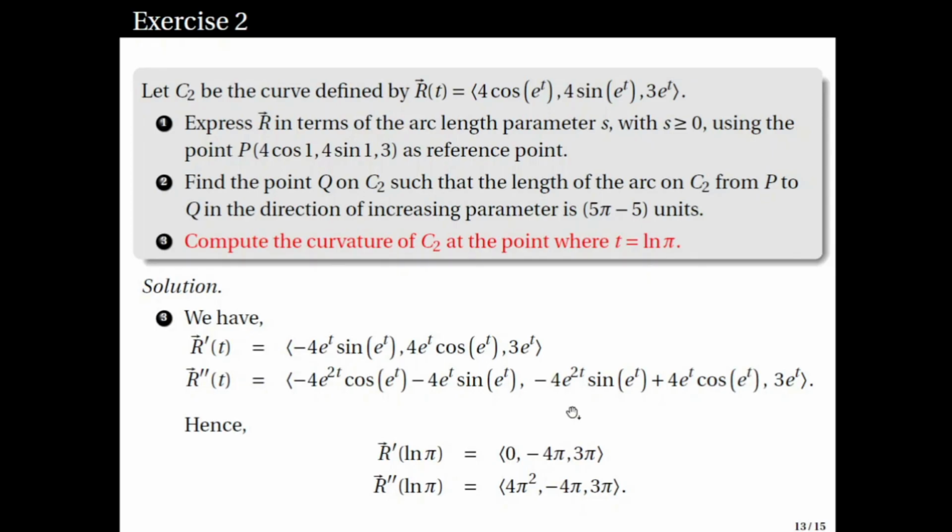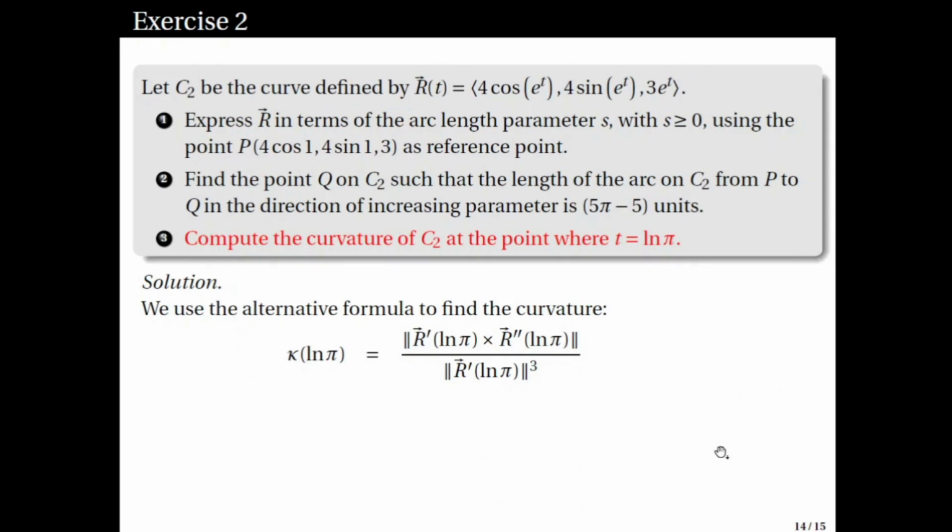So you just substitute ln pi again into this one. You should get negative 4 pi. And here you have 3 pi. So now that you have r prime and r double prime at t equals ln pi, we can take the curvature. Recall that this is the formula for the curvature.